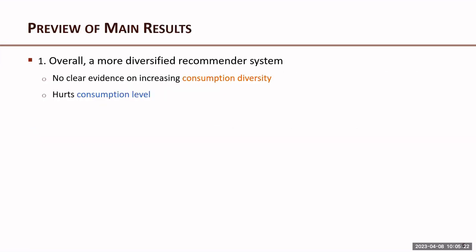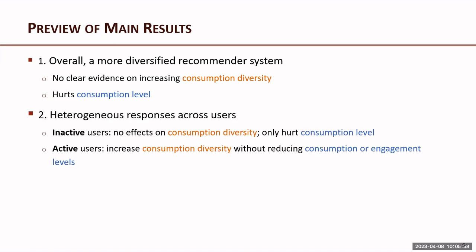To give you a quick preview of the main results, we find that overall, for a more diversified recommender system, we didn't find clear evidence that users consume more diversely. However, we do find that users lower their consumption levels. That doesn't sound like good news, right? Consumers were not persuaded to consume more diversely. At the same time, they also consume less, just as the social media platforms are concerned about. But that's not the end of the story.